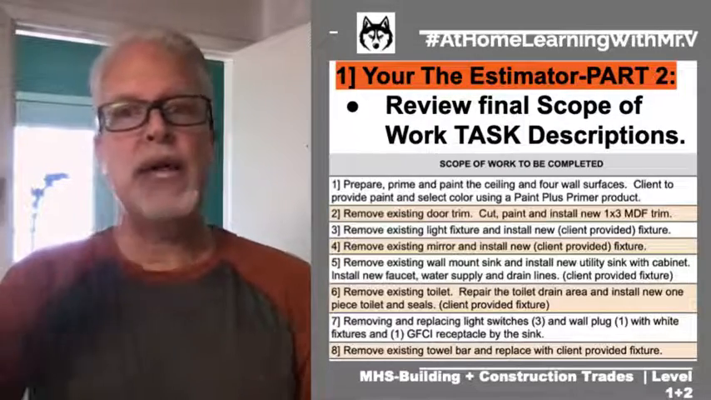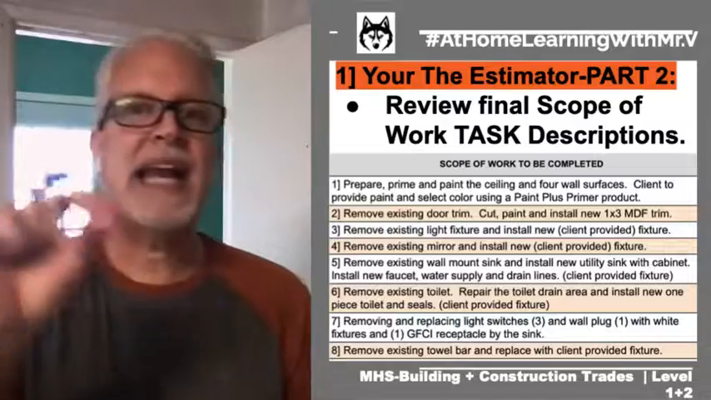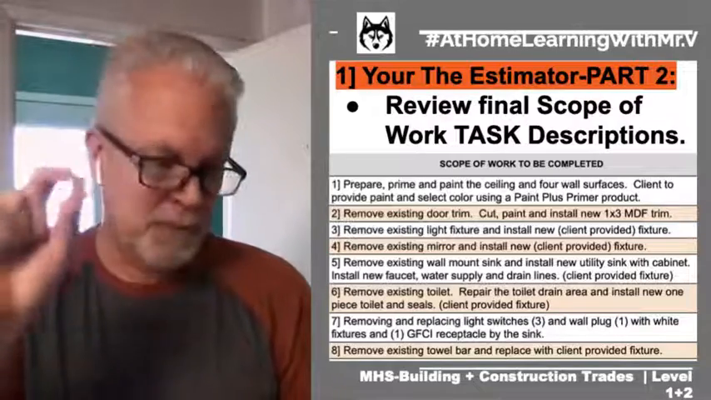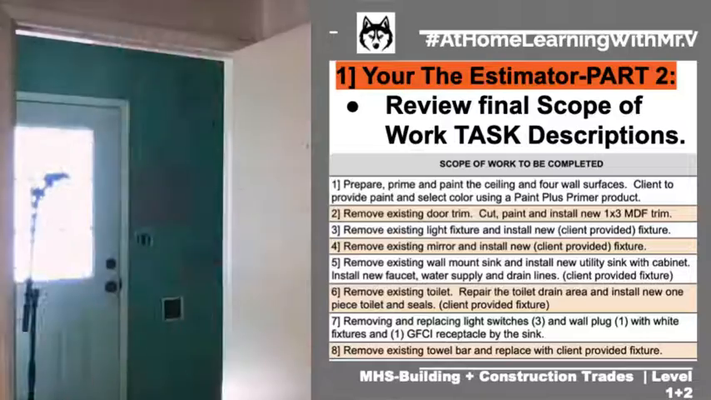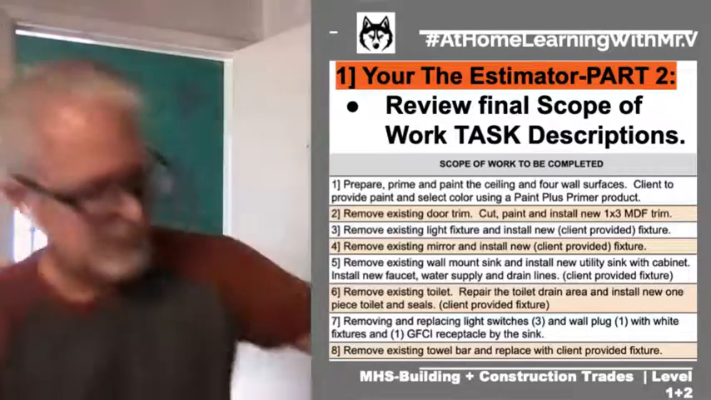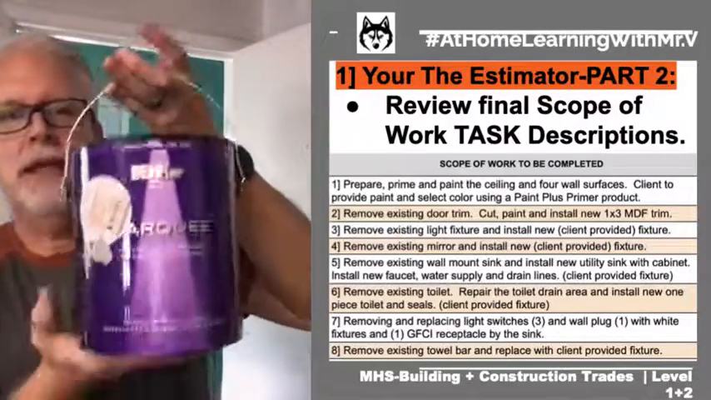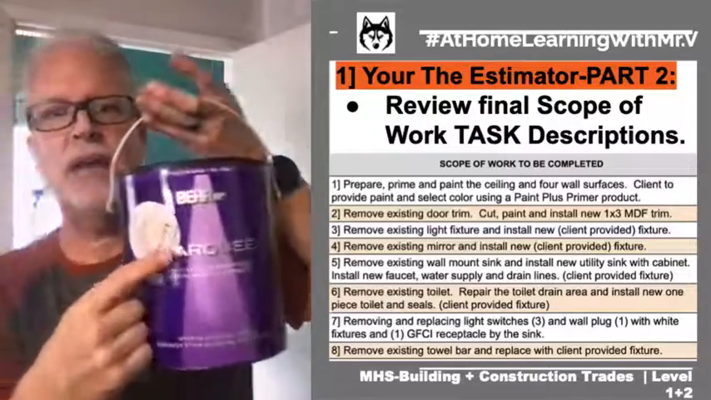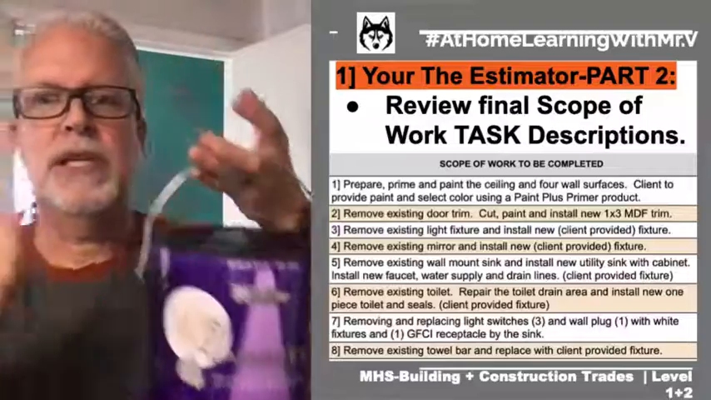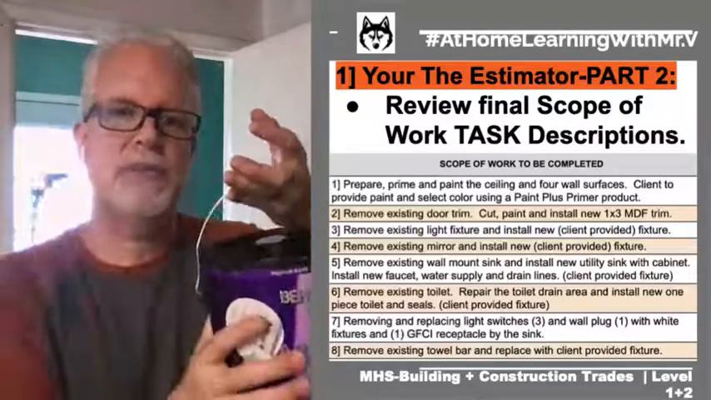Now, the cool thing is here on the second half of description number one, it says, client to provide. Okay, so that means the client went to the hardware store, bought the paint that I recommended, and got it in the color that they wanted. So she chose the color, she chose the paint type.